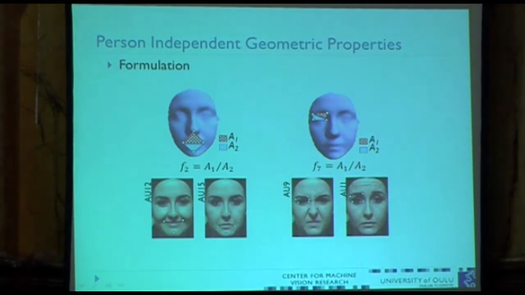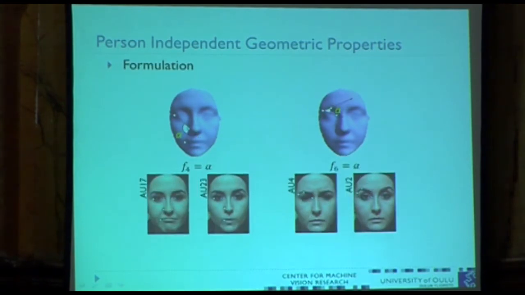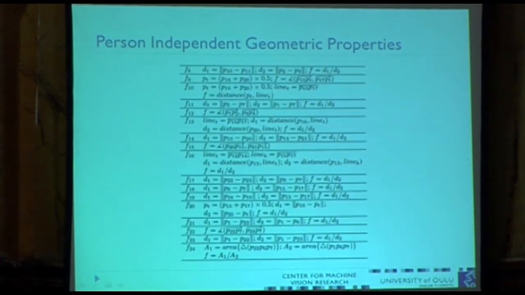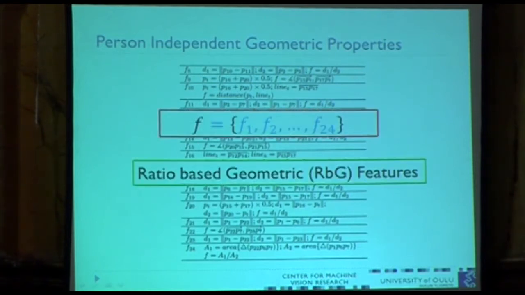Here I select sample images in which the corresponding feature is significantly changing compared to other expressions. If you look at the first one, that ratio reflects the motion of the mouth along the up and down direction. Similarly, the feature shown on the right describes lid motions, openness, or position. And finally, we utilized angles to describe the geometry of the expression face in a person-independent way. In total, we defined 24 features, and we call them ratio-based geometric features.